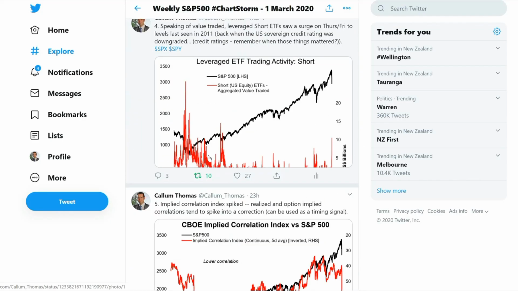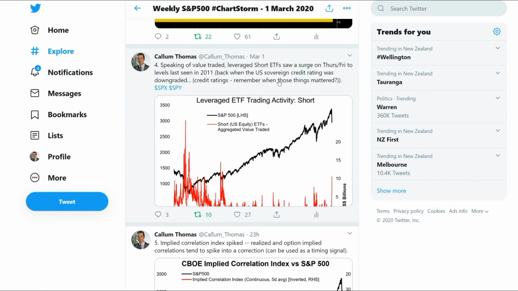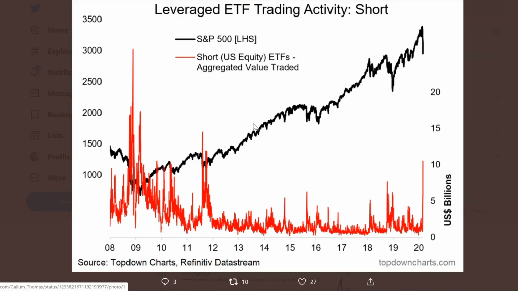Next one. Speaking of value traded, this one's probably a little bit more interesting, actually. Short ETFs saw a surge on Thursday and Friday to levels last seen in 2011, back when the US sovereign credit rating was downgraded. Credit ratings, remember when those things mattered? So leveraged ETF trading. What I've done with this chart is add up all the value traded for US equity ETFs that are inverse ETFs.